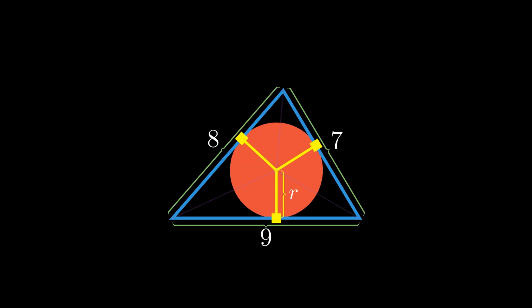Our main goal is to find the value of r and then use it to find the area of the circle. To do this, we'll break the problem into clear steps. First, find the area of the triangle. Second, relate the area to the radius r. Third, solve for r. Finally, use r to find the area of the circle.